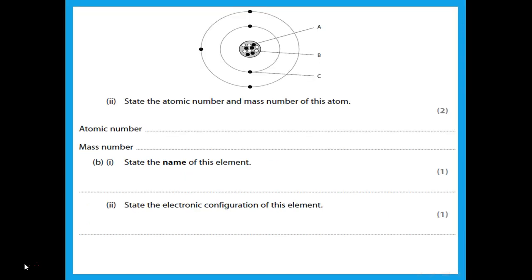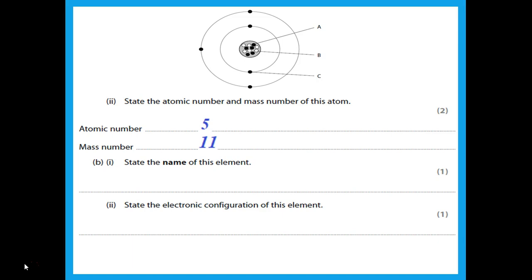State the atomic number and mass number of this atom. The atomic number of this atom is the number of protons. We decided that A is the proton. It has how many protons? 5 protons, so the atomic number is 5. Now, what's the mass number? The mass number is the total number of particles in the nucleus. So we have 5 protons and 6 neutrons, so the total is 11.